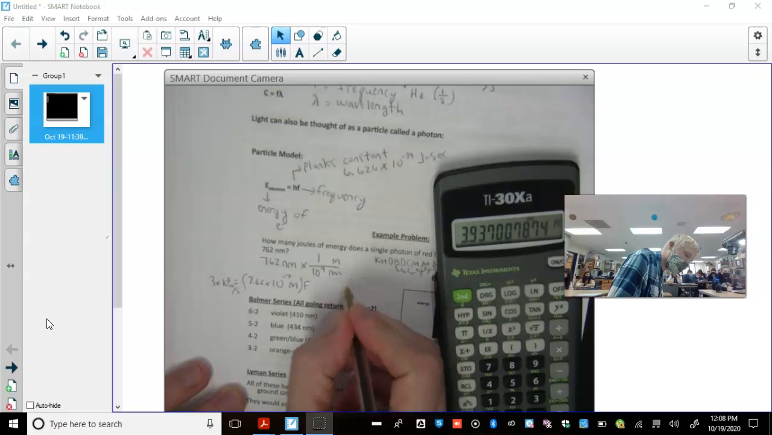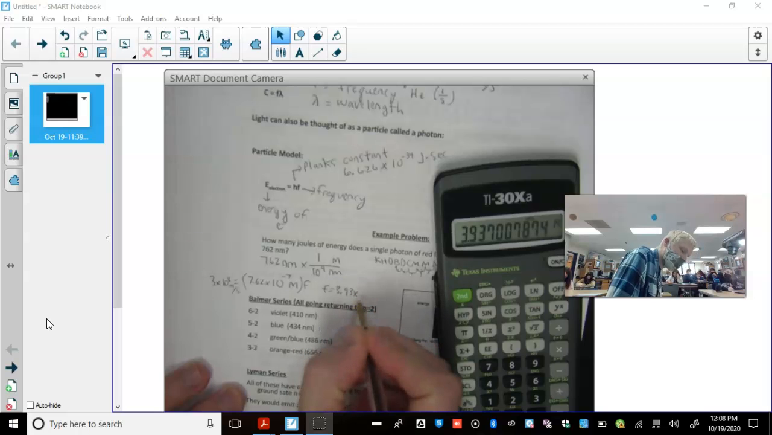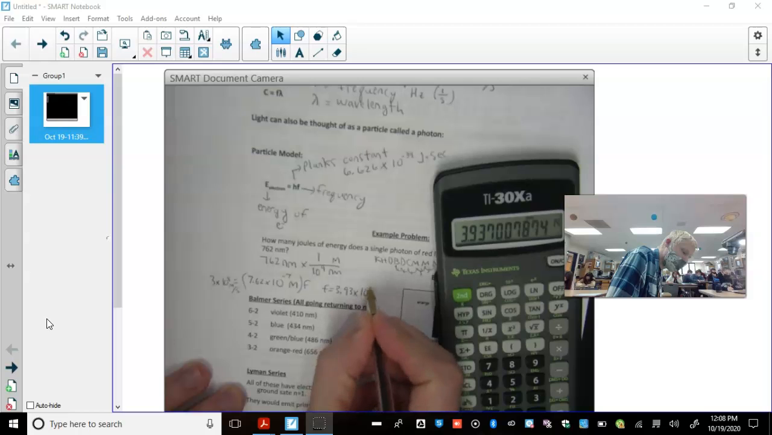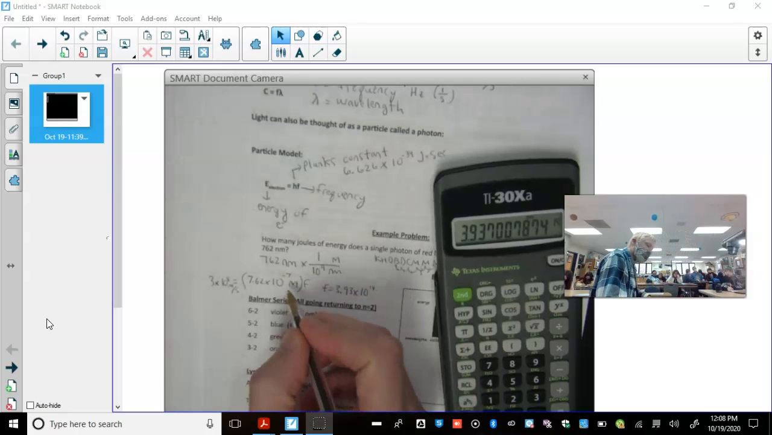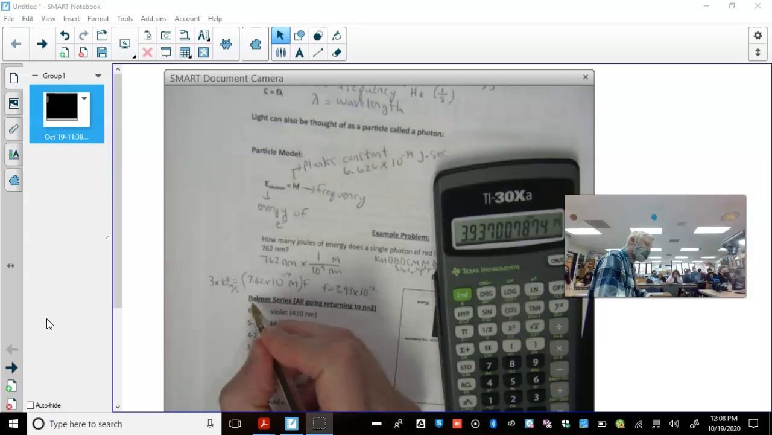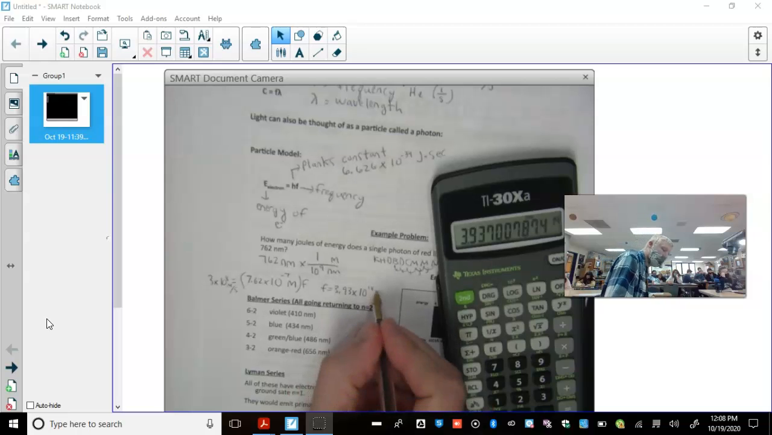All right, so frequency equals 3.93 times 10 to the 14th. I'm not going to worry about sig figs till the end. And that's hertz, or if we divide both sides by meters, our unit is left with 1 over second, which is hertz. I'm going to put it 1 over second.